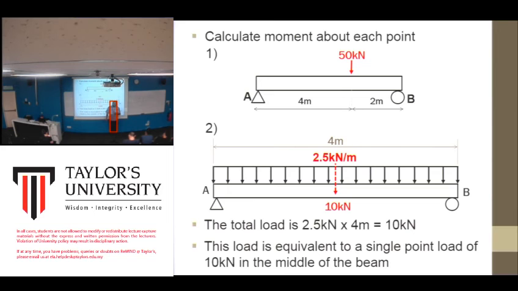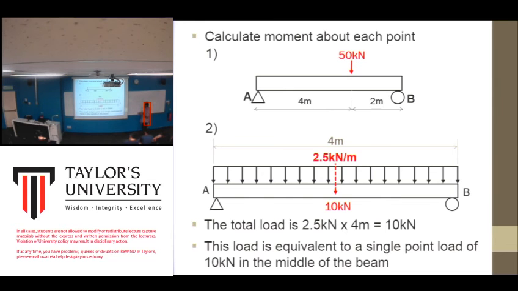So in order to calculate this, for a UDL you need to convert the UDL into a point load. That is the rule. How to convert it? You multiply 2.5 kN per meter times the distance from this end to this end. So 2.5 times 4, you get 10 kN. This 10 kN will be in the middle of the beam. So the load is equivalent to a single point load of 10 kN in the middle of the beam.